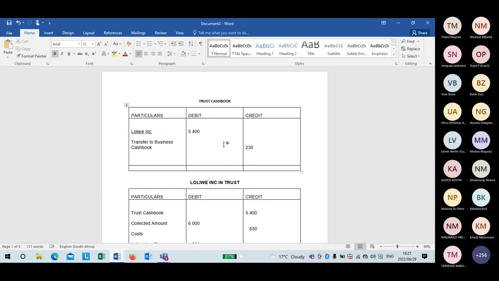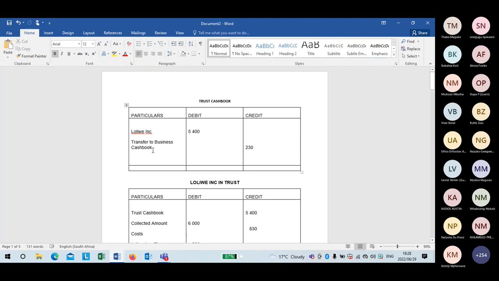Need to pay your clients. Yes, you have funds which are due to your client. How much? 5,170. Does everybody get this figure? And how did we arrive at this figure? Debit side minus credit side. 5,400 minus 230. So we get 5,170.